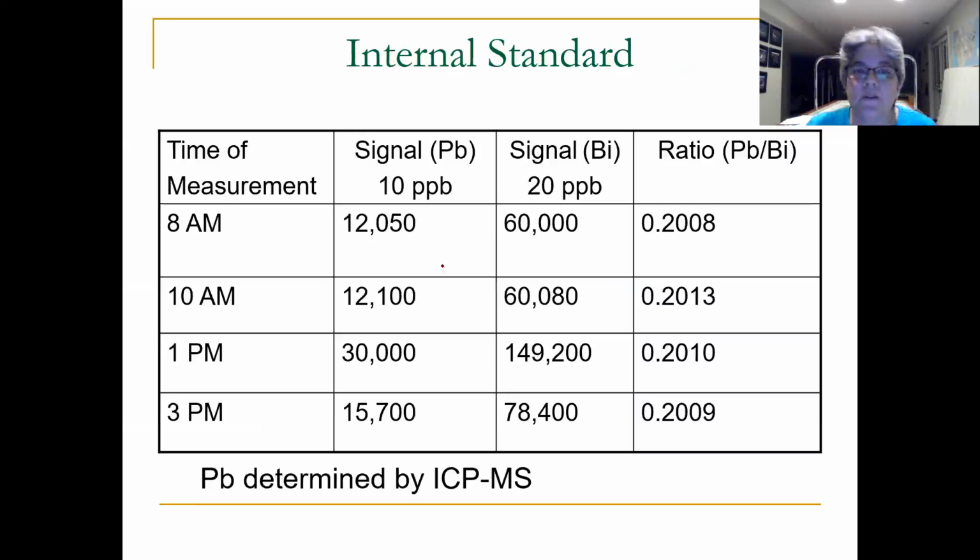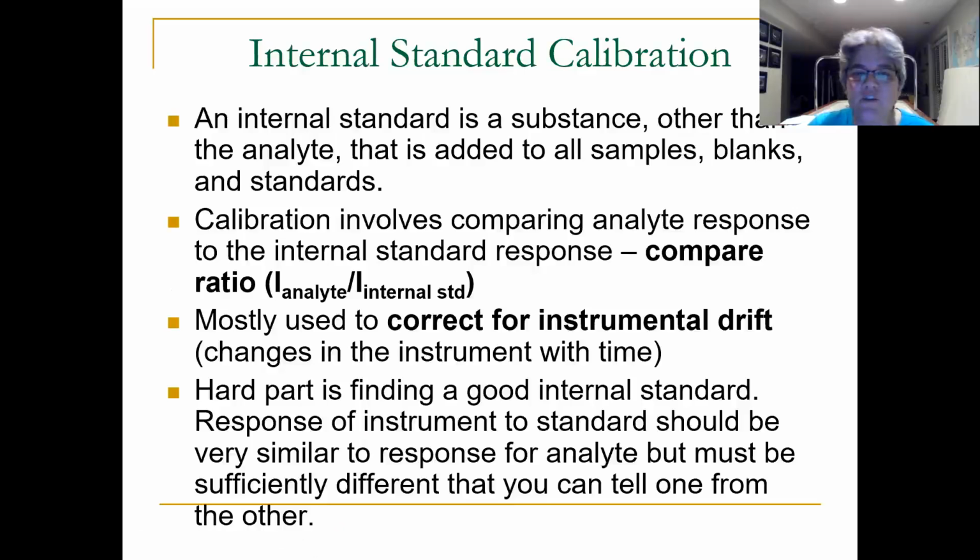So let's say I'm trying to measure lead in my sample, and I'm measuring the same sample. Notice at 8 a.m. I get this number, at 10 a.m. I get this number, at 1 p.m. this number, at 3 p.m. this number. So you can see the numbers are jumping everywhere. There's something changing in the instrument that's causing very bad measurements. This is the same sample. You should always get the same number. Okay, so this kind of problem is called instrumental drift. There's something in the instrument that's changing with time.